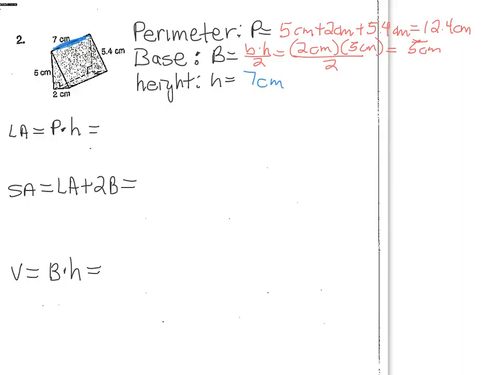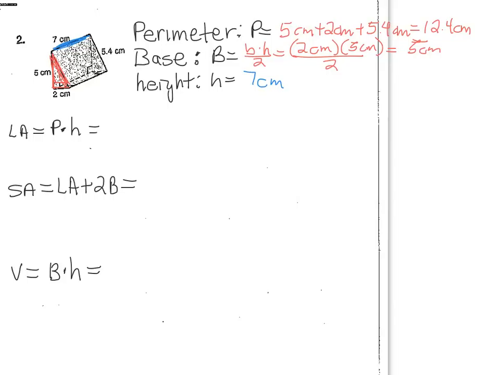Jackie, did you get perimeter 12.4 centimeters? Yes. The area of the base 5 centimeters? And the height 7 centimeters. So everybody okay with those pieces of information so far? The base is a triangle, right? The base is 2, the height is 5, and 5 times 2 is 10, divided by 2 is 5. Now the perimeter is 5.4 plus 5 plus 2, the perimeter of the base, which is 12.4.